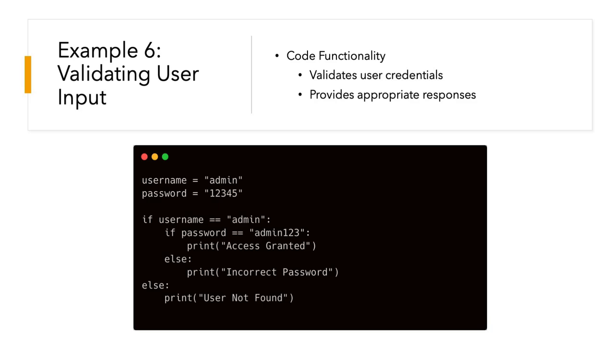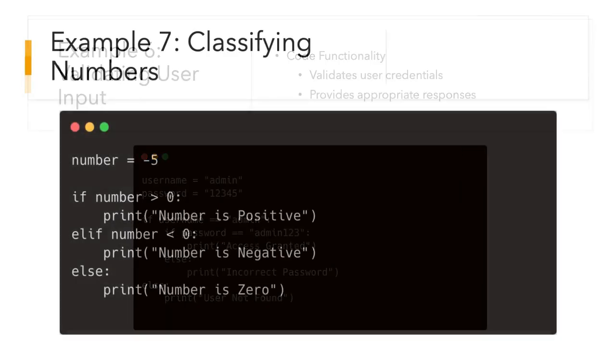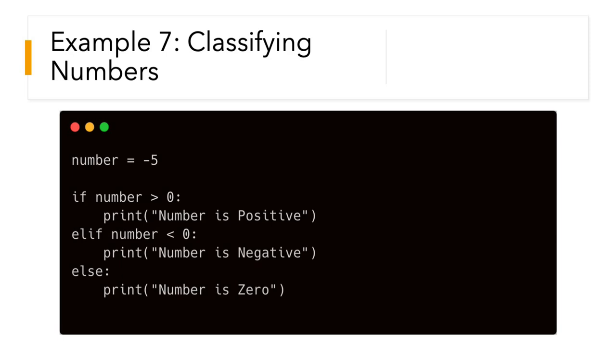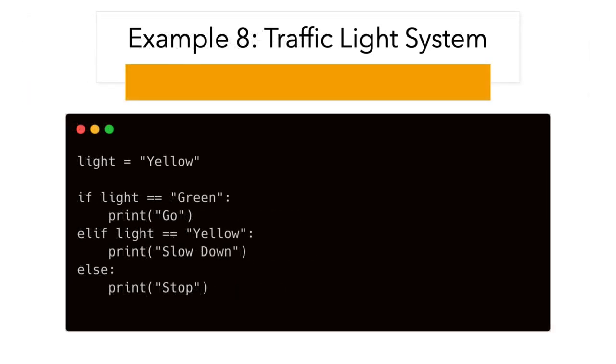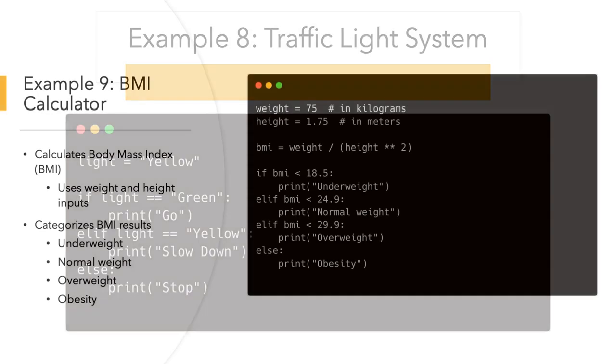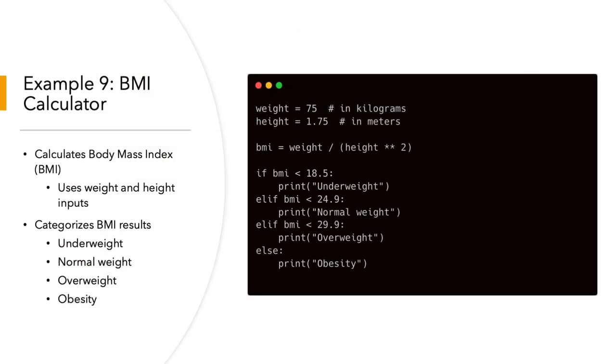Here's our example number 6. This code is designed to validate user credentials and provide appropriate responses based on the validation results. In our 7th example, this code determines whether a number is positive, negative, or 0. In example 8, this code simulates a traffic light system using an if, elif, else statement. In our last example, this code calculates body mass index or BMI using weight and height inputs.